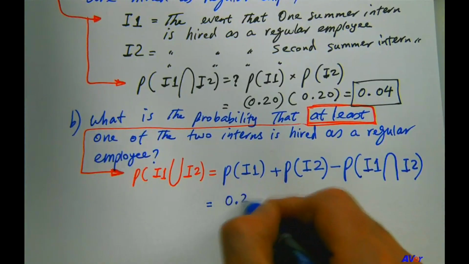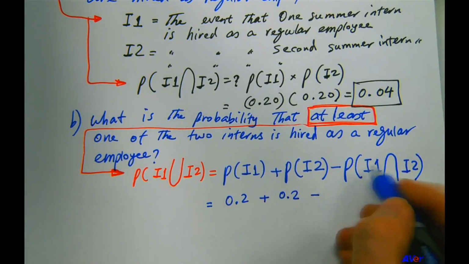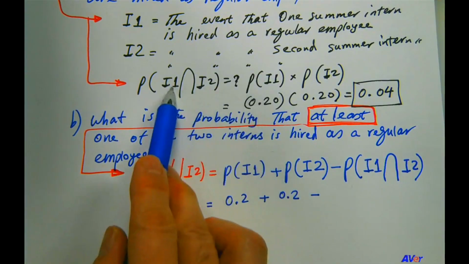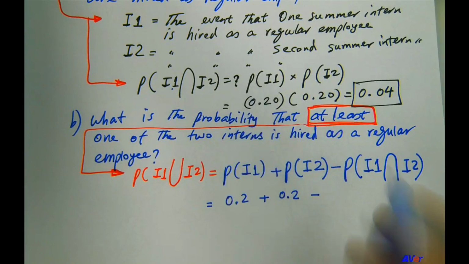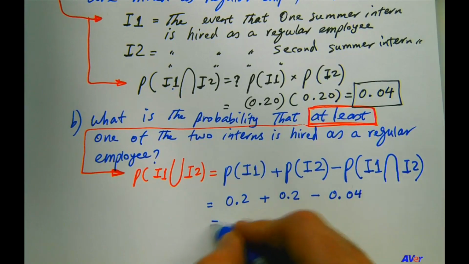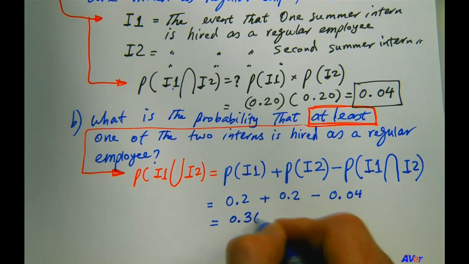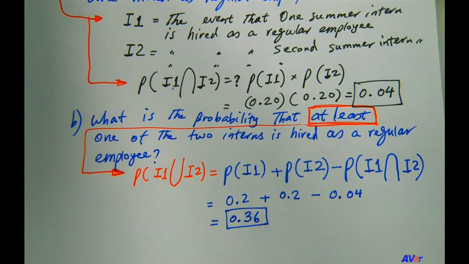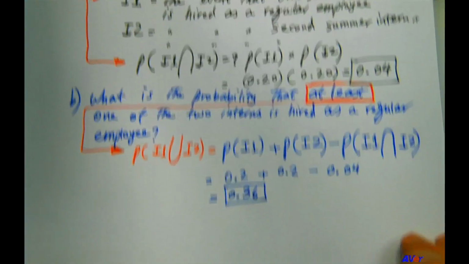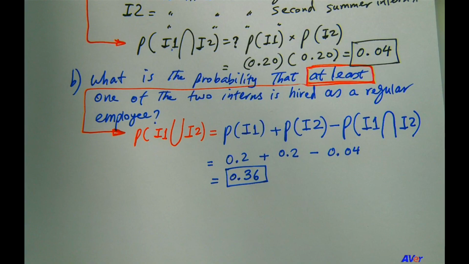Okay, all right, so let's calculate this quantity. This would be 0.2 and then plus again 0.2 minus this quantity, which we already calculated in part A for both being hired. So that would be minus 0.04. And then, of course, add these, subtract that, you get 0.36. Okay, so that's the probability of at least one of the two interns being hired as a regular employee. Either this guy or that guy, or not this guy but that guy, or both, right? That's what this is calculating.